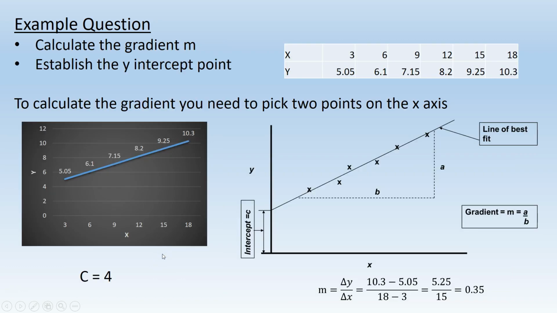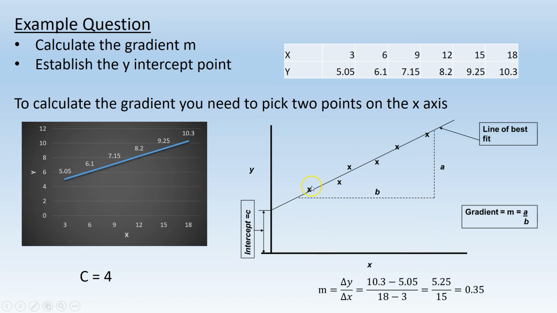So that's our graph. Once you've drawn your graph, we need to calculate the gradient m. Now, some people find this confusing, but what we need to do when we pick up our gradient m is pick 2 points on the x-axis. So we can put, say for example, x-axis here, down here, and then x-axis down here as well.